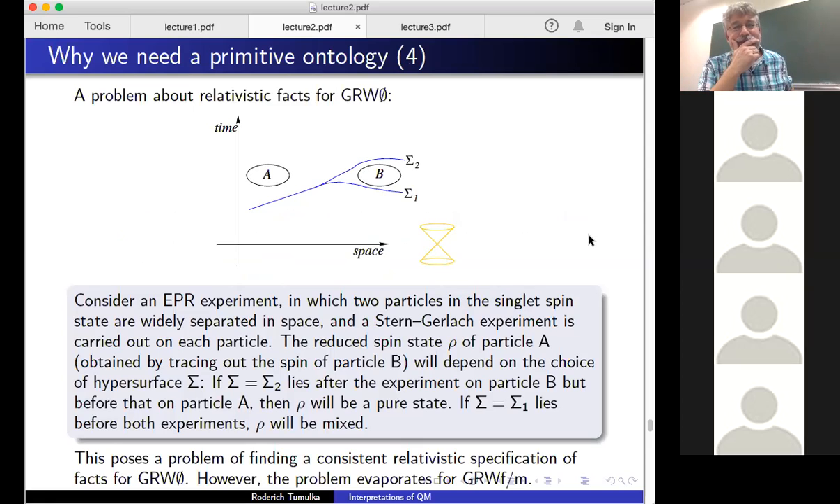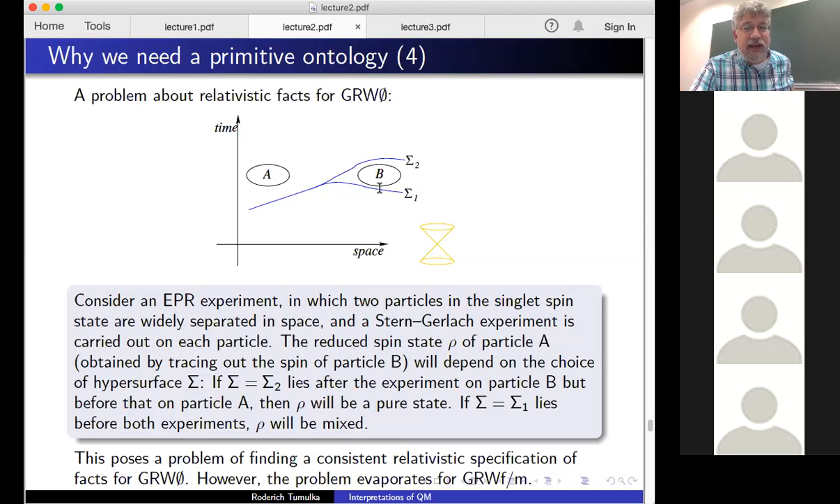Here's another advantage of having a primitive ontology. So this concerns a Bell experiment. In lecture 4, I will discuss Bell experiments in detail, but maybe many of you are familiar with Bell experiments. You have a pair of entangled particles, let's say in the singlet spin state, and you have one particle in space-time region A and one particle in space-time region B, and you do a spin measurement on each particle.